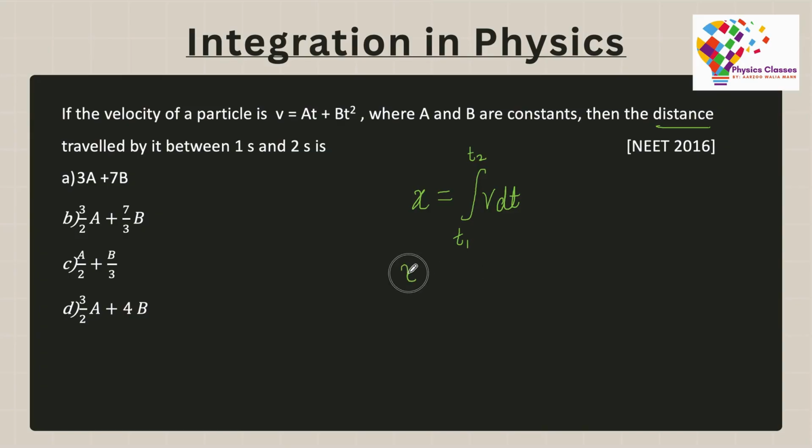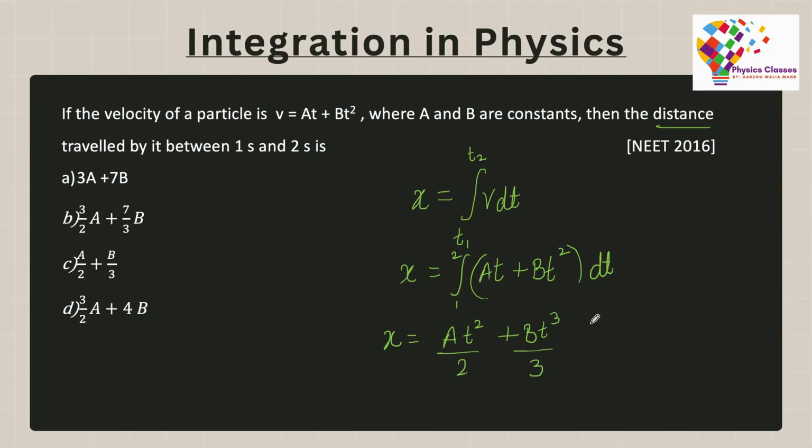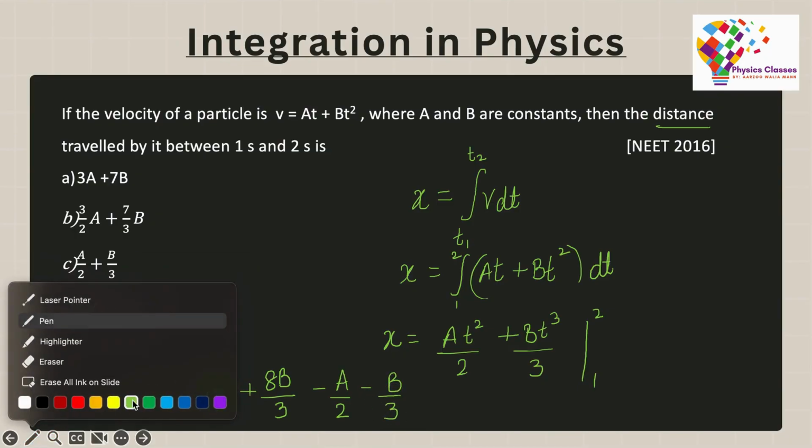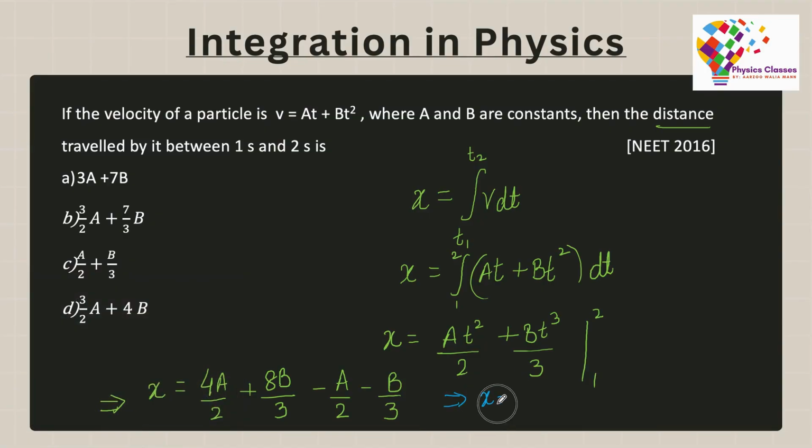Over here I take the interval 2 and 1. First I substitute 2 in place of t. So I have 2 square, that means 4a by 2 plus 8b by 3. Then if I substitute 1, I'll have minus a by 2 minus b by 3. Now if I simplify, 4a by 2 minus a by 2 becomes 3a by 2, and 8b by 3 minus b by 3 becomes 7b by 3. So the correct option here is B. All that we have done is we have just integrated the velocity function with respect to time to get position.